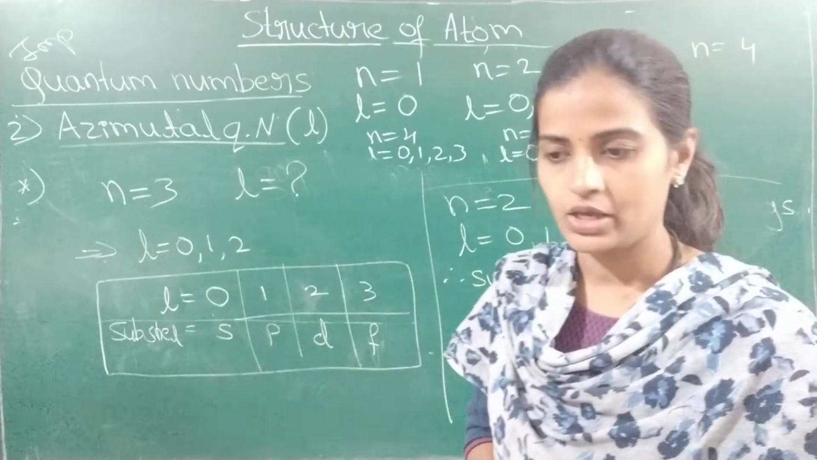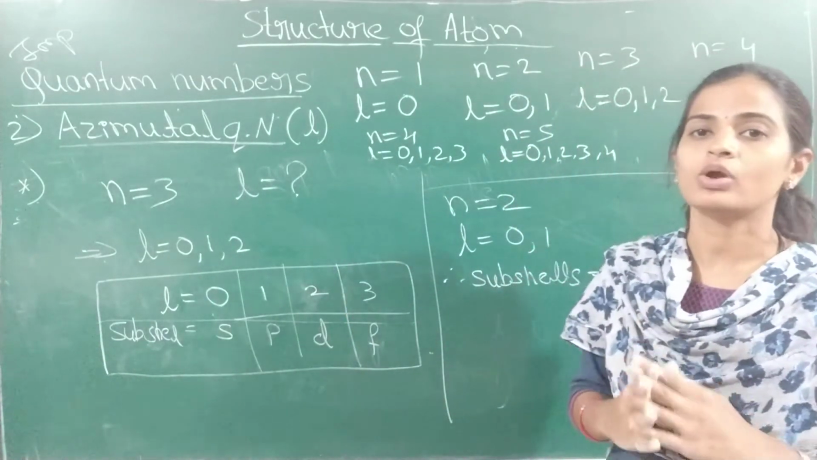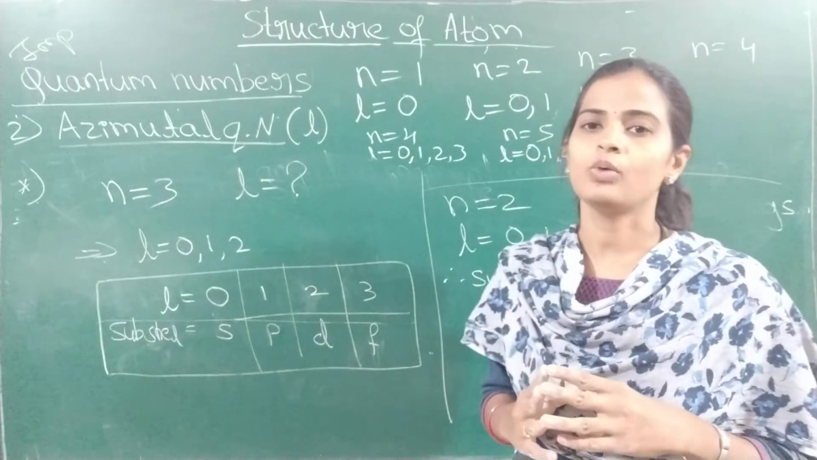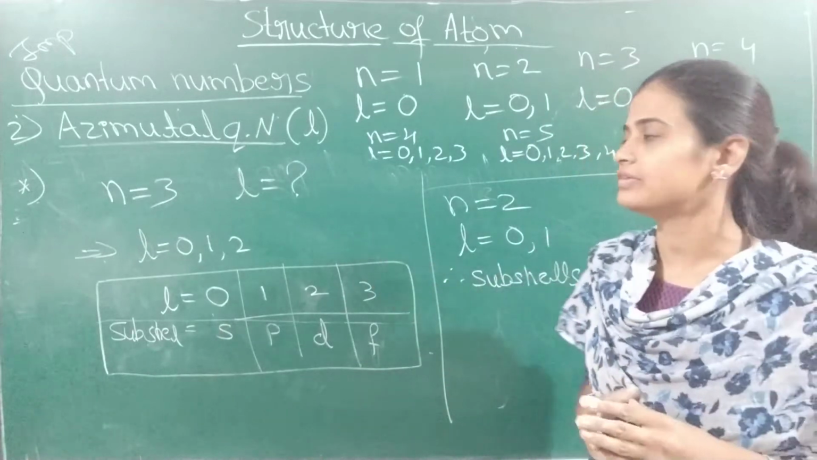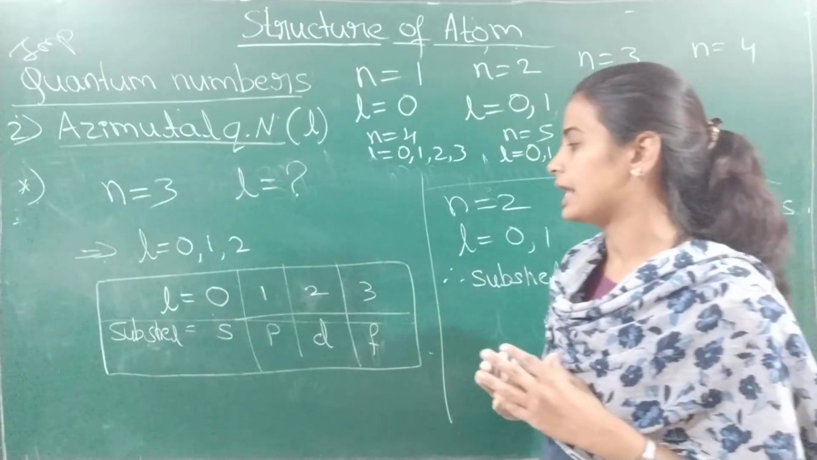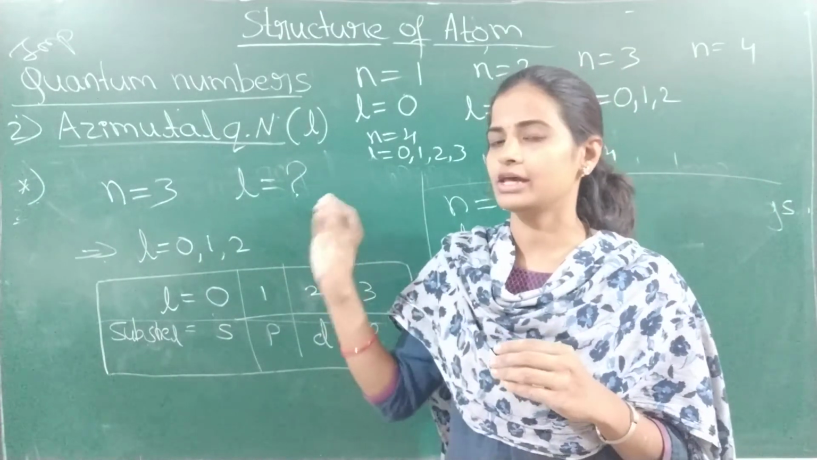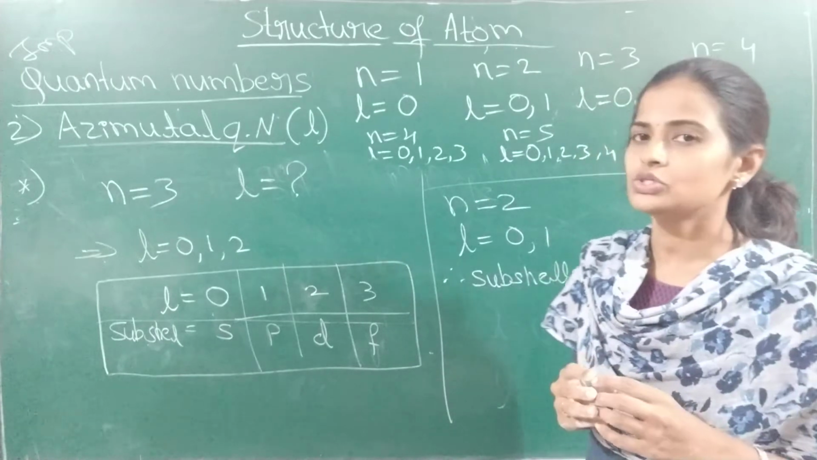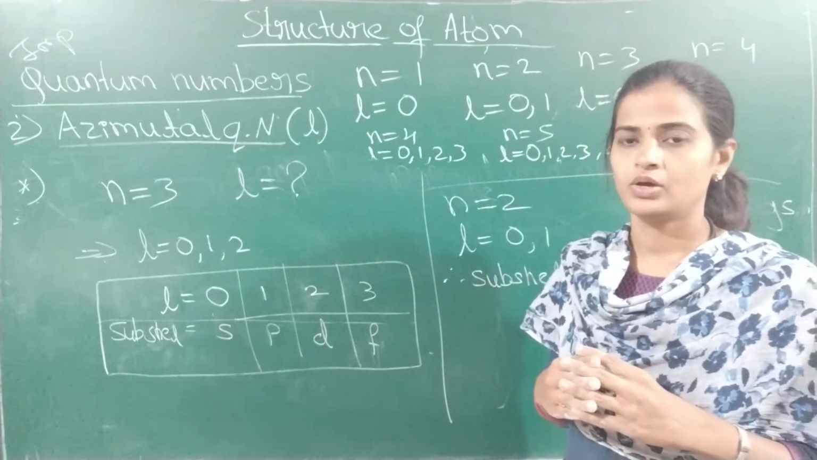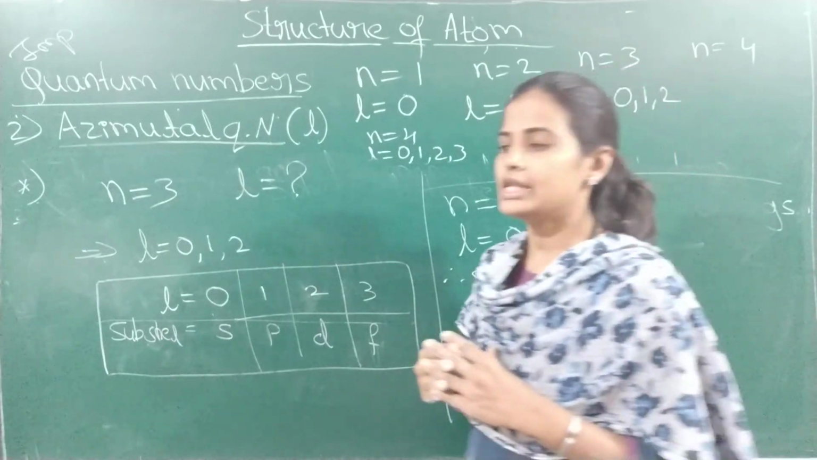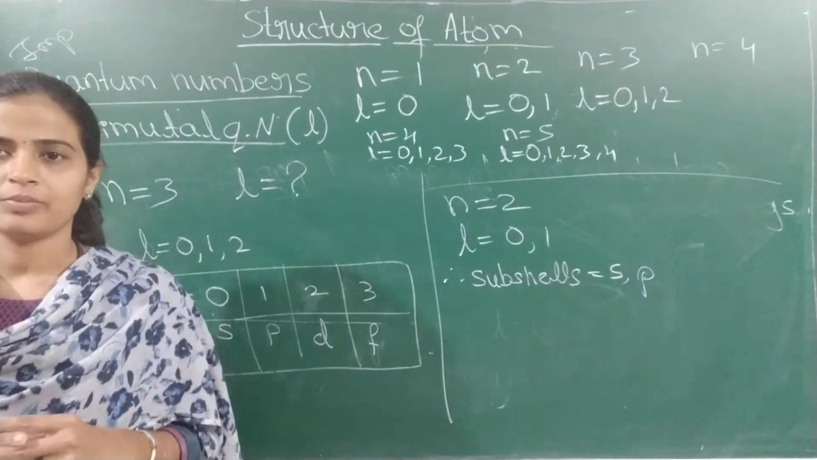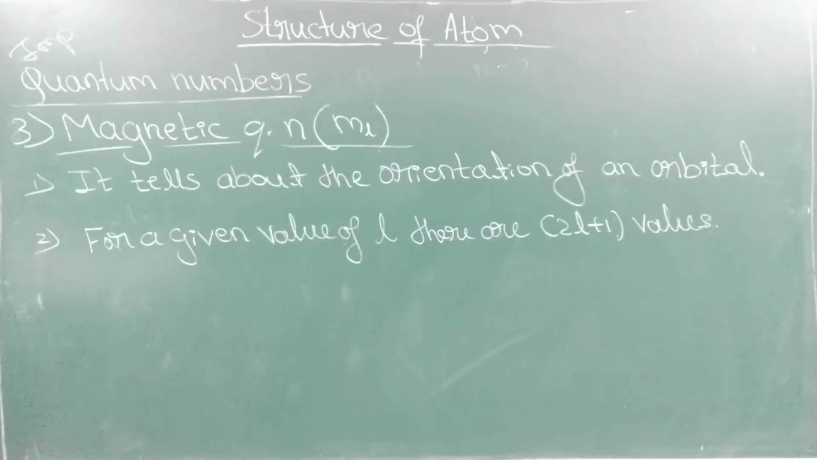Got it? Okay. So after studying the azimuthal quantum number, what are the points you should know? You should know how to write the values of l when the value of n is given. And also by looking at the value of l, you should be able to tell to which subshell an electron belongs. Also you should know the shape of the subshells. Hope this is clear to you. Okay. Next we will move on to the third quantum number, that is magnetic quantum number. Write the side heading.